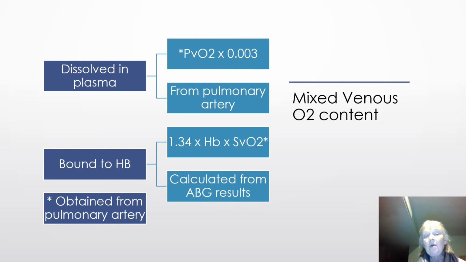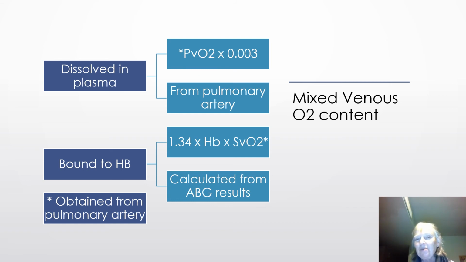The other part of the next one now is the mixed venous content. In order to be able to use the classic Shunt equation that we're going to talk about at the end, you need the true mixed venous. And the only place in the body where you get a true mixed venous is in the pulmonary artery.